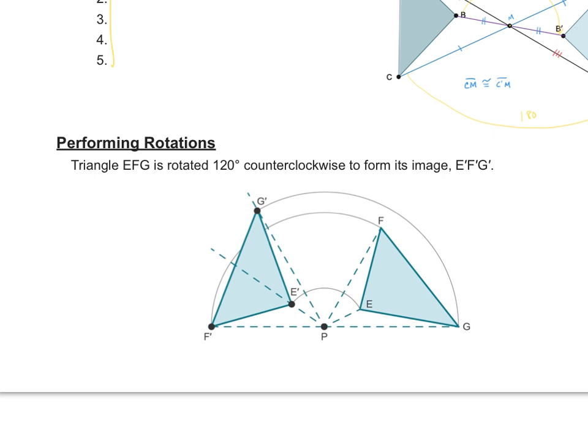And then here, performing those rotations. Again, everything is moving the same amount, in this case 120 degrees. So if we were to get a protractor out and measure our paper, we would see that G to G prime is going to be 120 degrees. F to F prime is going to be 120 degrees. And lastly, E to E prime is going to be 120 degrees because it all moved the same amount of rotation.